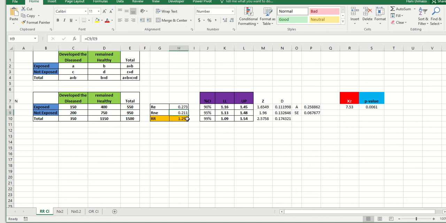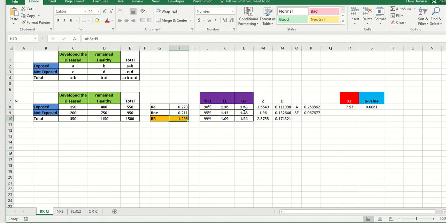I'm making it a formula on purpose. I just divide the risk in the exposed by the risk in the not exposed to get the relative risk, and the relative risk comes out to be 1.295, about 1.3. So there is a 30% increase in the risk of the outcome in the exposed versus the non-exposed.